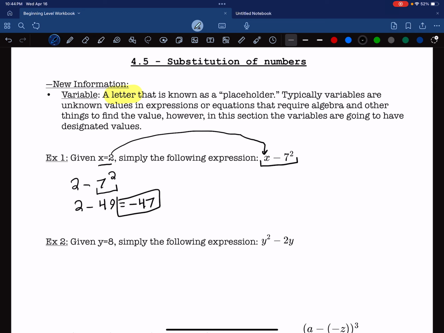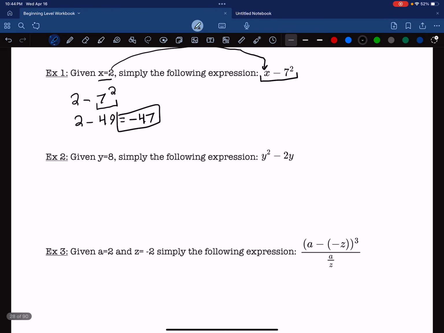And then looking at example 2, we are given that y equals 8, and we are given the expression y squared minus 2y. So we're going to plug in 8 wherever we see y. So we have y squared, so we're going to replace that y with an 8 and square it. And then we're going to subtract 2 and then multiply that 2 by y. And y is 8.